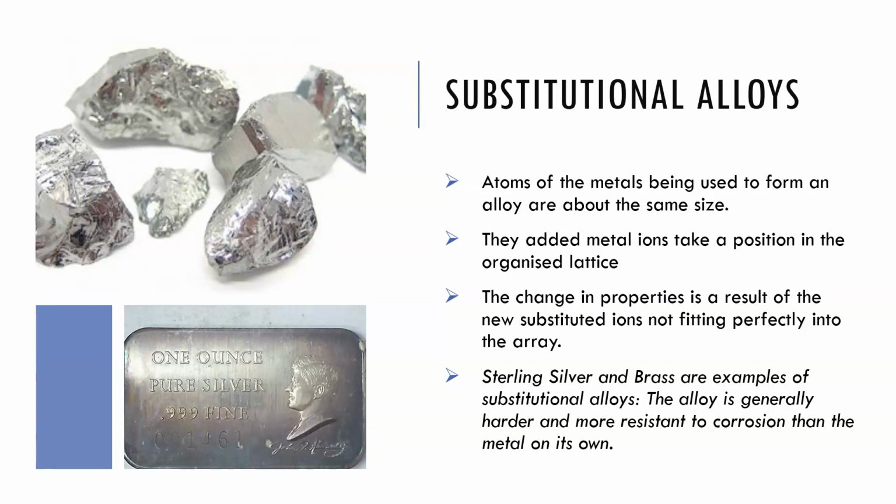Substitutional alloys that we see in society include things like sterling silver and brass. The alloy is generally harder and more resistant to corrosion than the metal on its own.